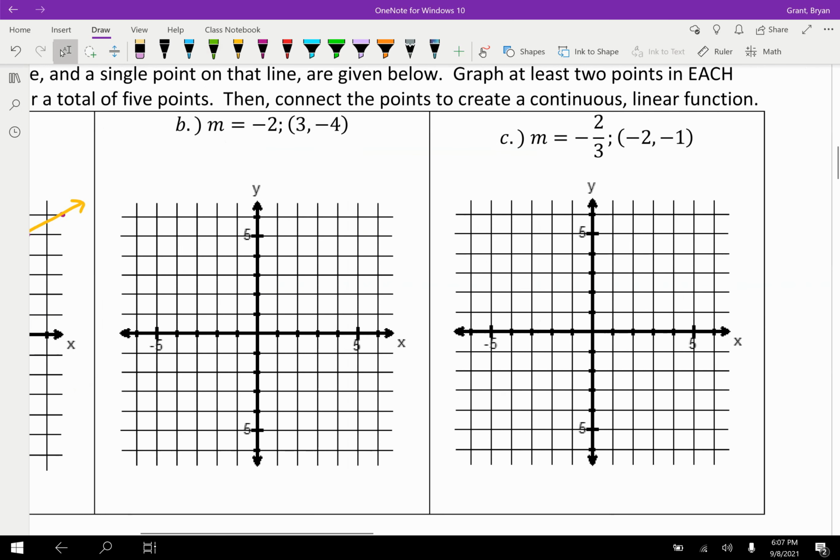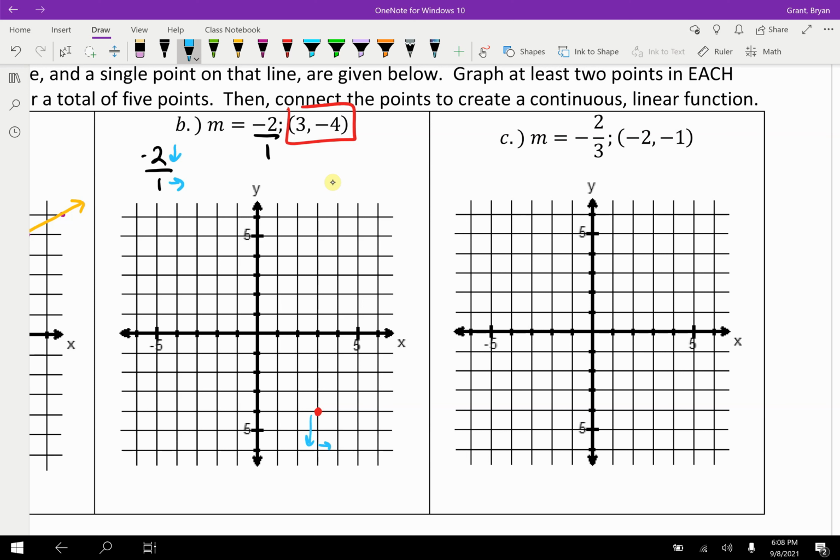Let's try 2 more. 3, -4, right 1, 2, 3, down 1, 2, 3, 4. And our slope. Our slope's not a fraction. That's tough. Couldn't we just write that over 1 though? So then, if I rewrite this over here, -2 means we rise down 2. And 1 means we run 1 to the right. Easy for me to say.